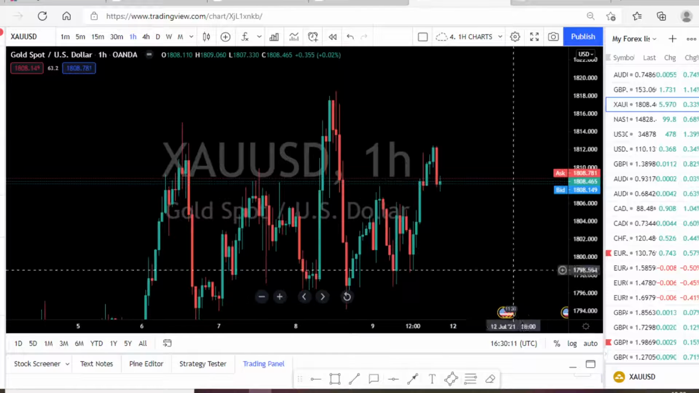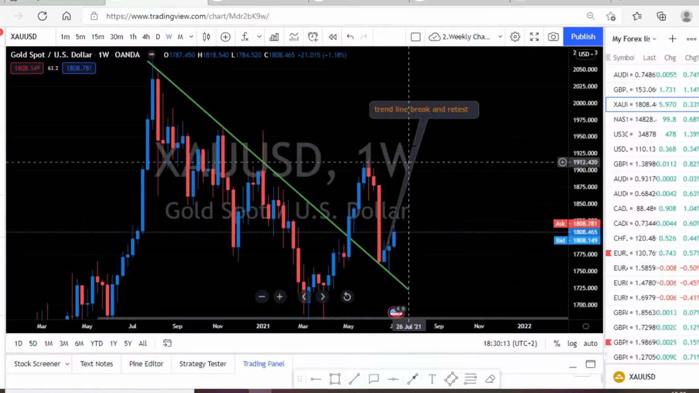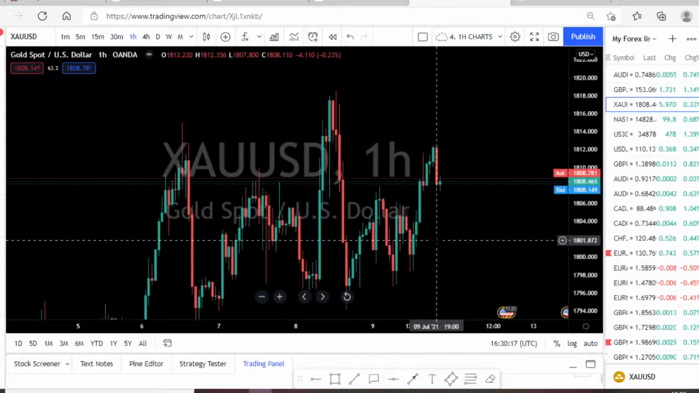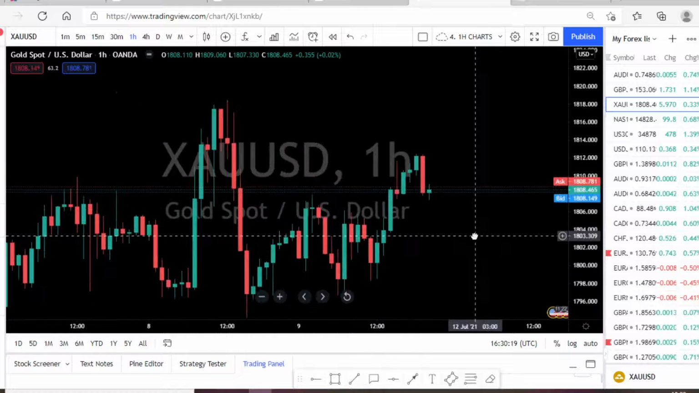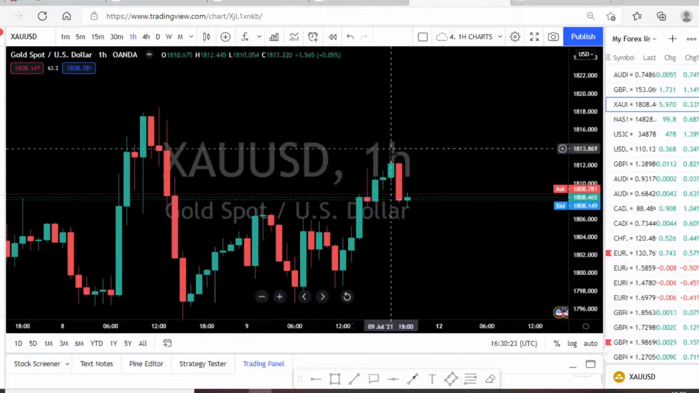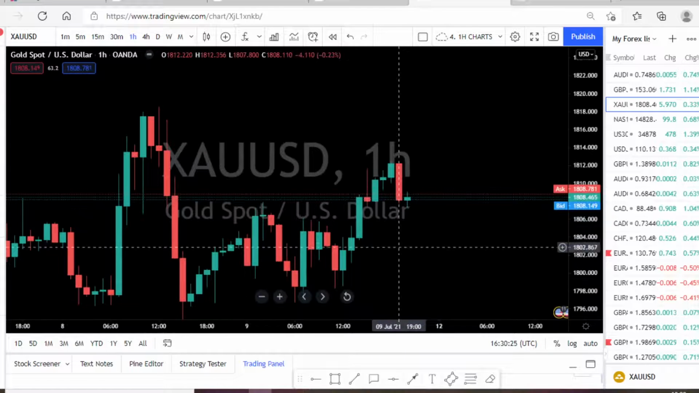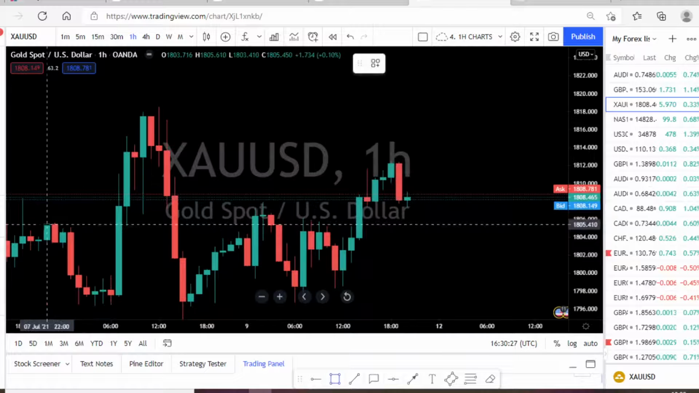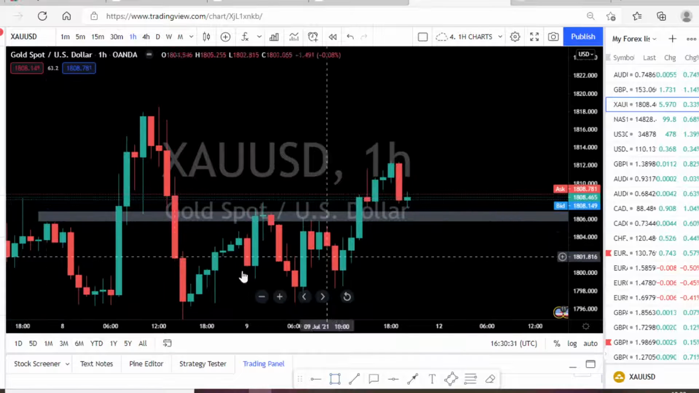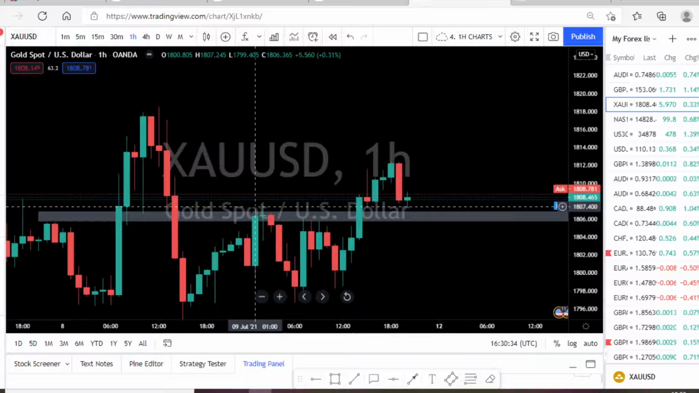Because the price is moving up based off weekly, we might retest this area. So going back, what is it that we have here? Okay, here's the area of concern right here. We have an area of concern. I'm trying to accommodate this area.